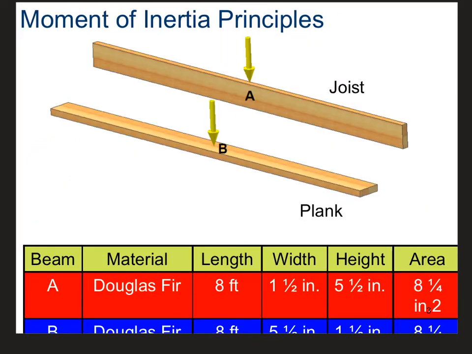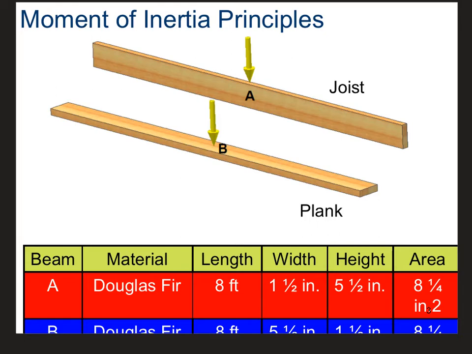Let's go ahead and take a look at a few of the moment of inertia principles. Specifically, we're going to compare these two beams. We have beam A and beam B. They're both made of the same material, a wood called Douglas fir. Both beams have a length of 8 feet. Notice, though, that the width and height of beam A and beam B are flip-flopped, and that's because of the orientation of the two beams.